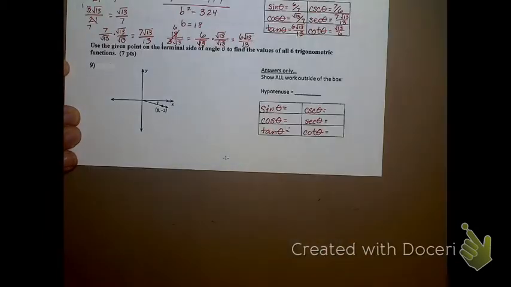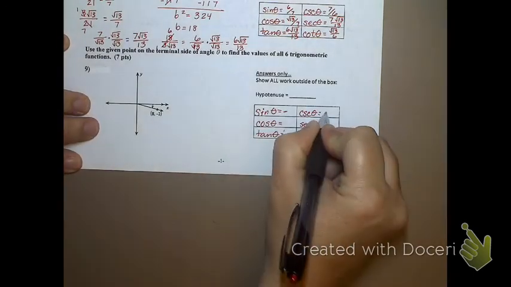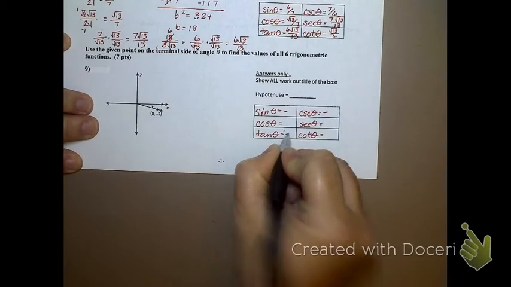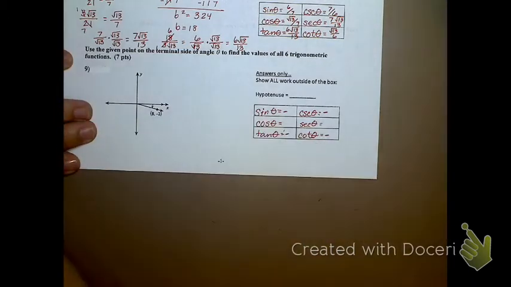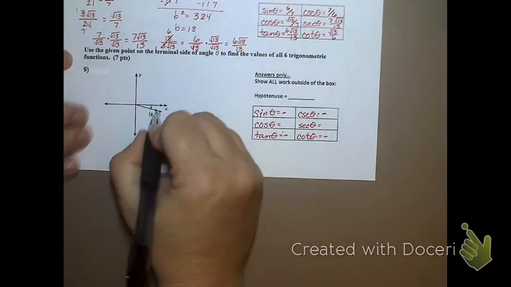Cosine is positive, and therefore secant is positive. So sine is going to be negative, cosecant is negative, tangent is negative, cotangent is negative. I fill those in at the beginning so I don't have to think about it later. Okay? What do I do at this point?